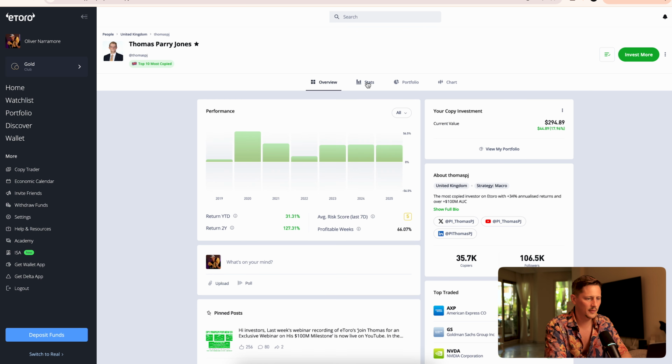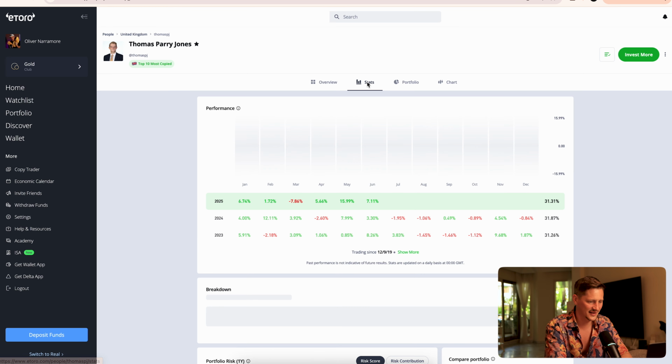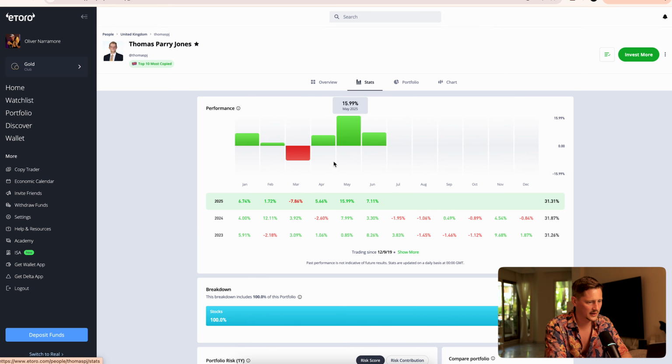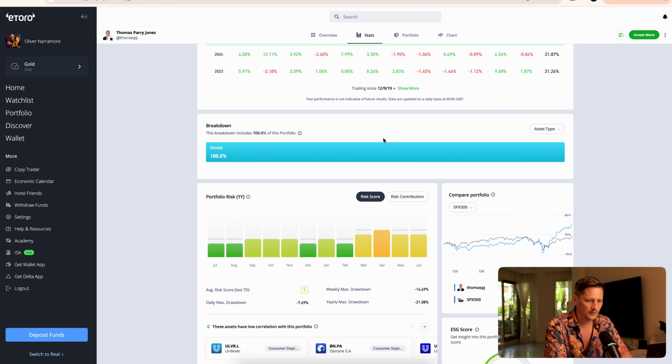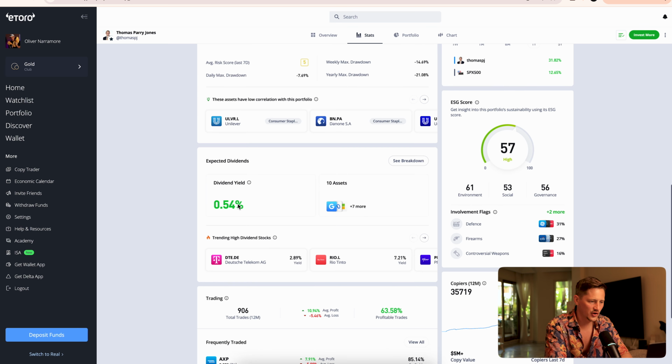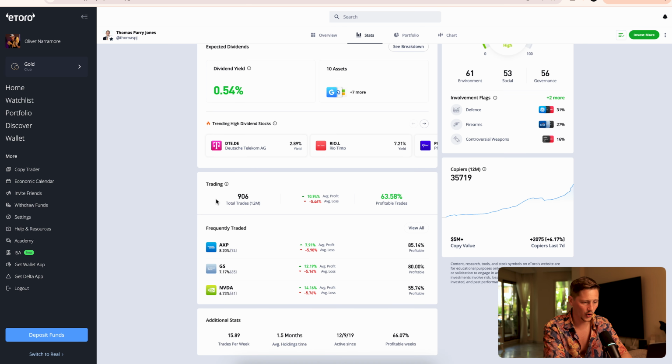Now, let's go back up and have a little look at the statistics again in more detail, okay? You can see a breakdown of the portfolio, 100% in stocks at the moment. You can also see the expected dividends that they have in their portfolio as well. Remember, anything they buy, you buy. So if they've got 0.54% in dividends, you will be receiving exactly the same, okay? But he is more focused on growth. Now, there is a sneaky little trick here that I think everyone really needs to pay attention to.